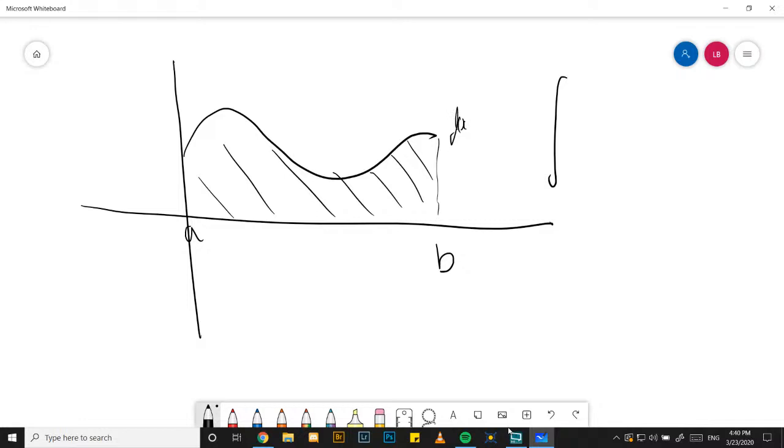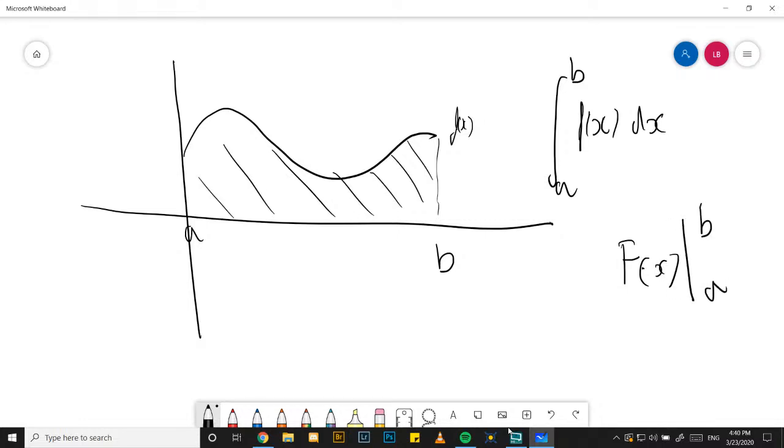Say the function is f of x, integrate f of x dx from a to b, which means to find what the antiderivative of f of x is. So let's say that we integrate it and we find that the antiderivative is capital F. You evaluate it, you have a and b, you evaluate b and then a, and that's basically how you do it. And that's how you find the area under a curve.